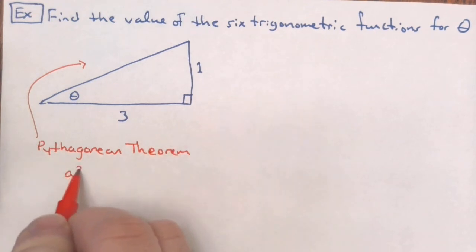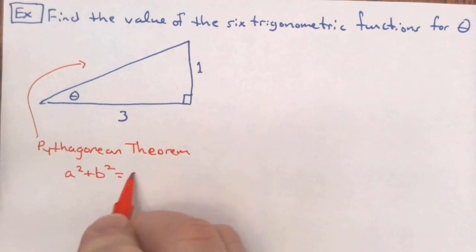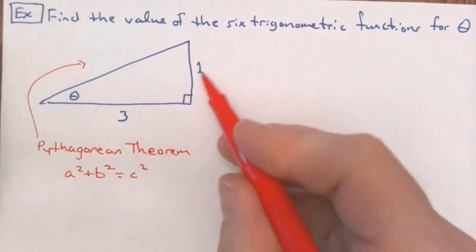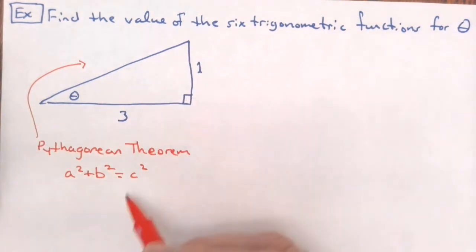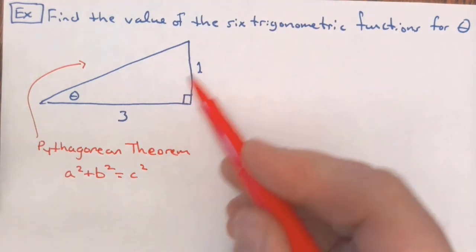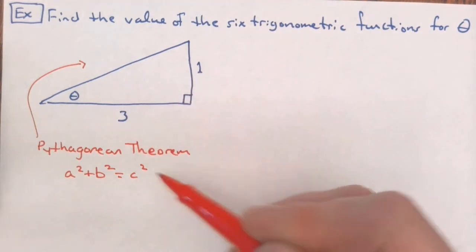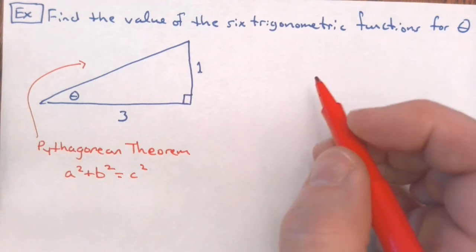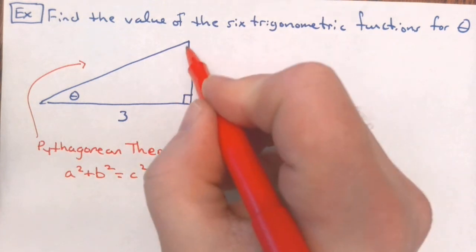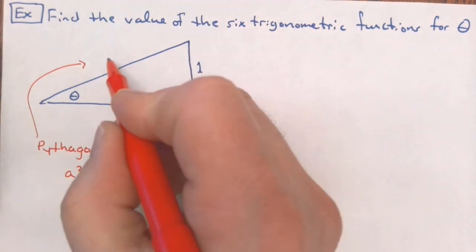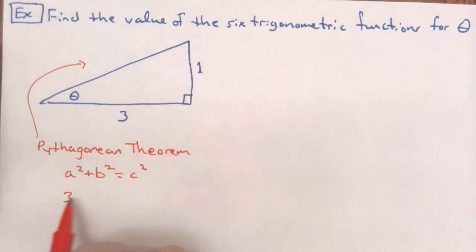And if you remember that formula, that's a squared plus b squared is equal to c squared. A and b are the lengths of the 2 sides that make up the right angle, the 2 legs. And then c is our hypotenuse. So in this problem, we know a and b. What we don't know is side c. So I'm going to let a be this bottom side here. I'll let b be this leg over on this side. And then c, that's my hypotenuse. So I'm going to have 3 squared plus 1 squared is equal to c squared. 3 squared plus 1 squared is 10.